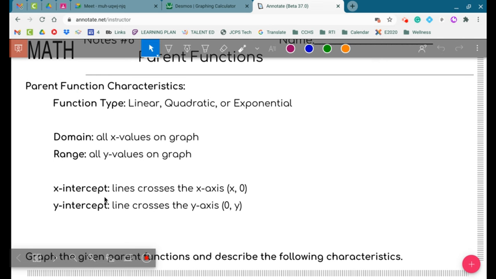X-intercept is where your line crosses the x-axis, which is the one that goes horizontal. And you're always going to have your x-coordinate and then your 0 for y. Then your y-intercept is where it crosses the y-axis, which is the one which is up and down, vertical. You're always going to have 0 and then whatever y value it crosses at.